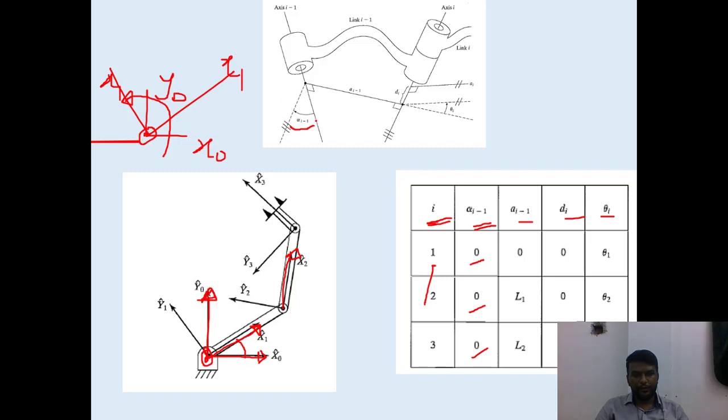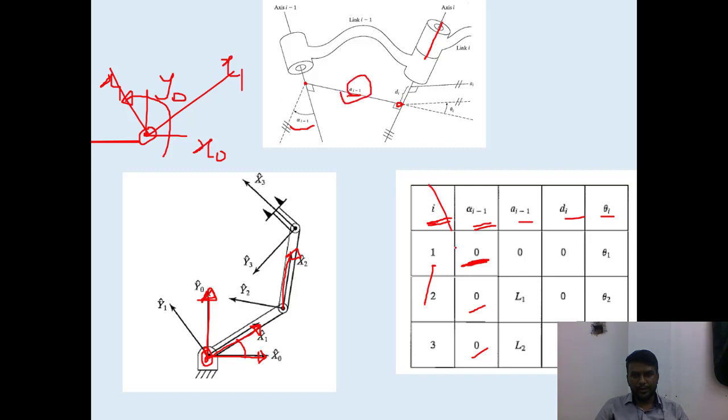So when you consider these two axes, when you pass the axis from these two joints, there is only one axis. There is no offset, because both are at the same location. If both are at the same location, a i minus 1 should be 0.